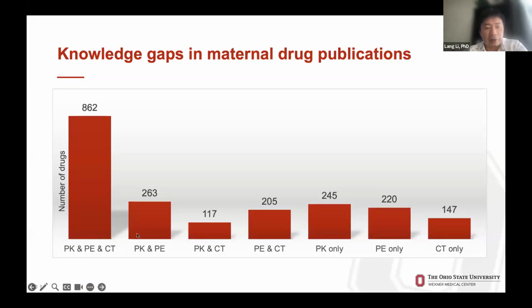However, there are obviously other drugs, like 263 drugs, where we saw PK and PE studies, but we don't see clinical trials. For 117 drugs, we see PK studies and clinical trials, but we don't see enough epidemiology studies. And towards the end, for example, there are 245 drugs where we only see PK studies, but no clinical trials or epidemiology studies, and so on and so forth. So this figure is really showing you the gaps in drug studies among the drugs we have seen so far from the literature.